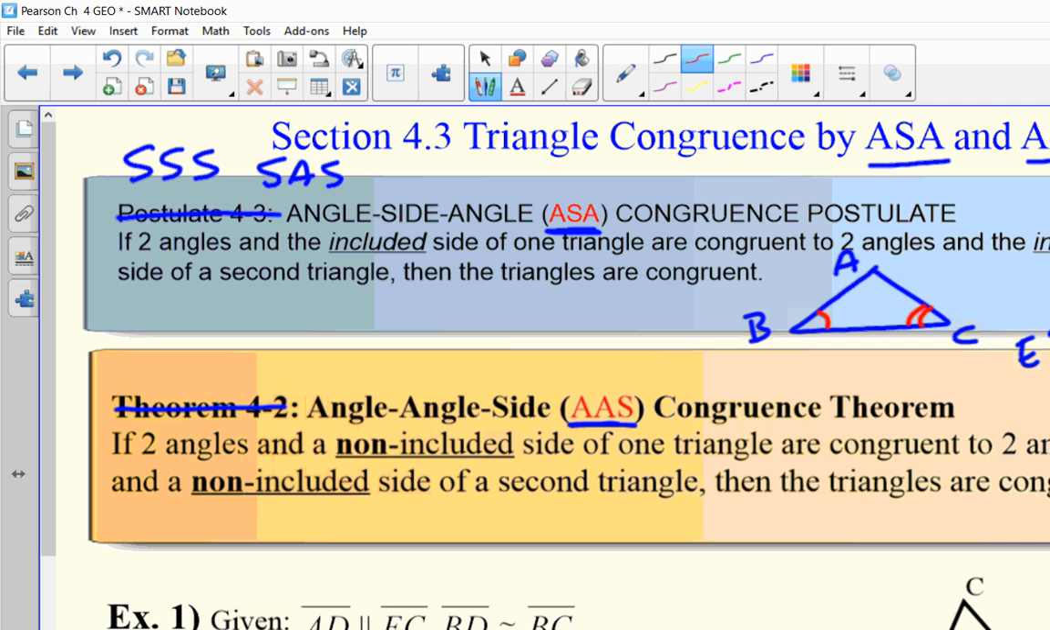Now the included side, and you have to make some things up for yourself to remember how this goes, but they have to be connected. The included side means, and what I remember is, the side between the two angles that are equal is congruent to the side between the two angles that are equal. Okay, so angle, side, angle.